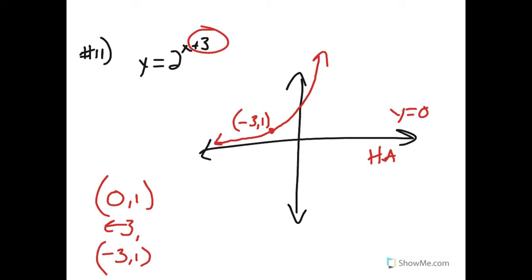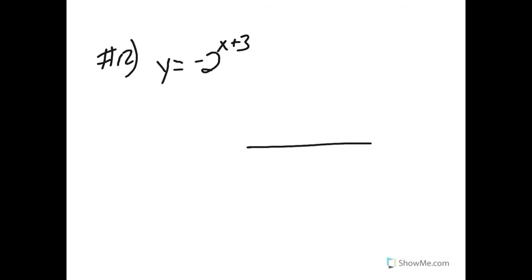If you wonder what the y-intercept was, simply put 0 in for x. 0 plus 3 is 3. 2 cubed is 8. That'd make the y-intercept 8. That's 11.